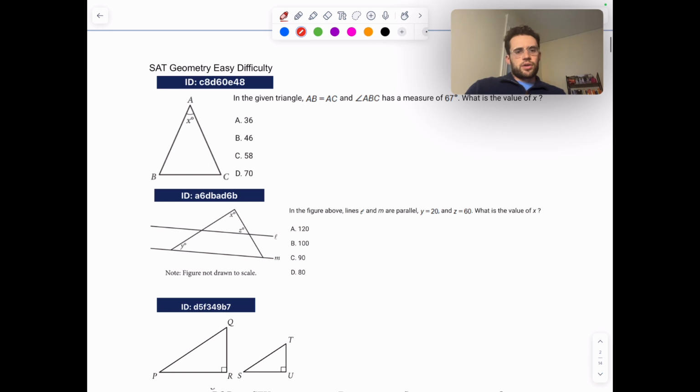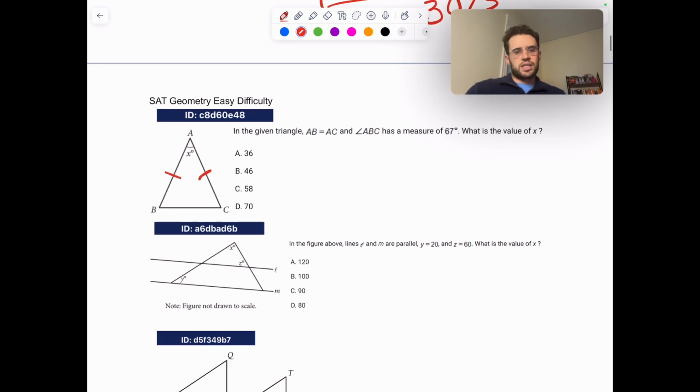In the given triangle, AB equals AC. So they mean the length of AB is equal to the length of AC. They're two congruent sides. And angle ABC has a measure of 67 degrees. So that's this one down here. We'll name it such that the middle letter is where the angle is originating. You can also call that angle B. And since these two sides are congruent, that means that the angles across from them, the opposite angles, will also be congruent. It's an isosceles triangle. So if this is 67, then this over here is also 67.